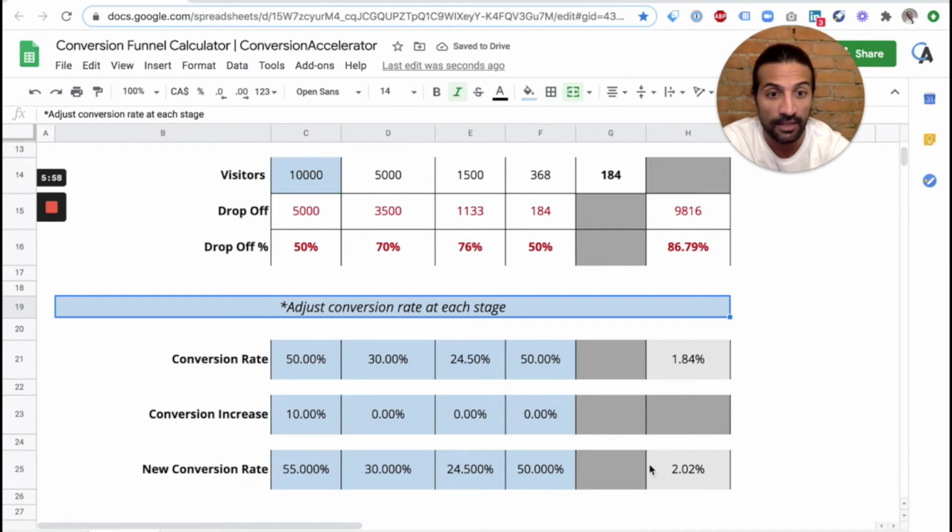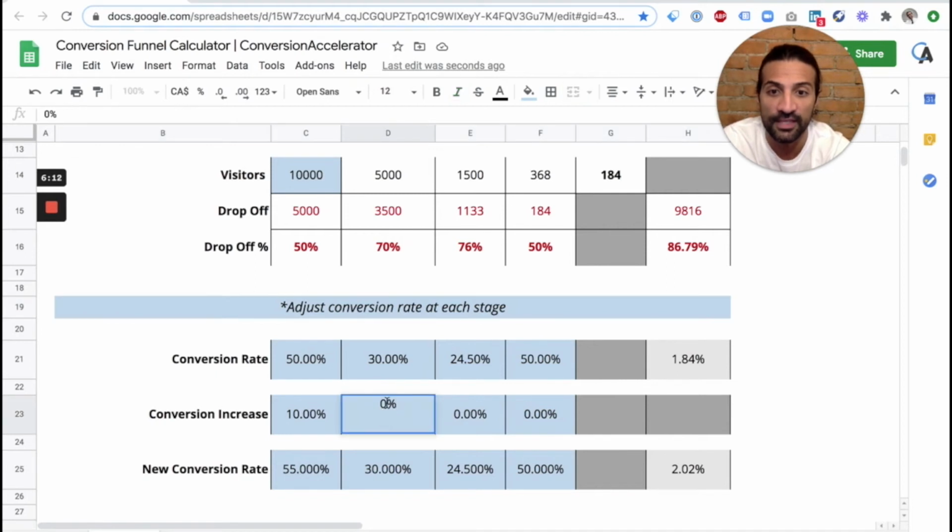Well, it increases your total conversions from 1.84 to 2.02. So now instead of making $18,000, we made $20,000. Great. Okay. So now what if I was able to increase the conversion rate of my product page by 20%? So getting 20% more people to actually add to cart. How would that impact conversion rates?